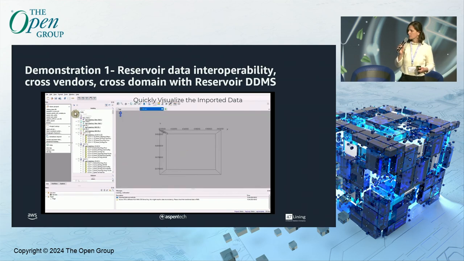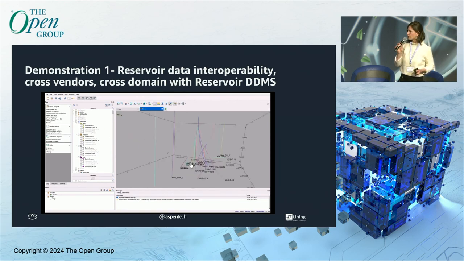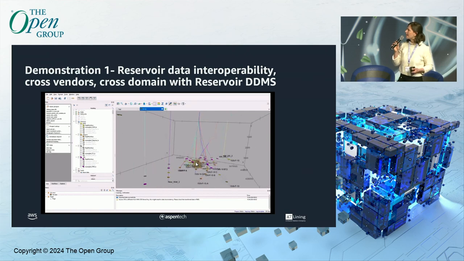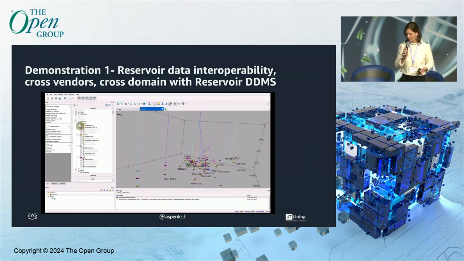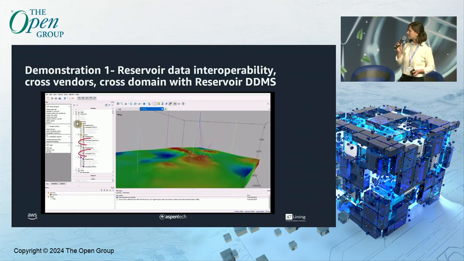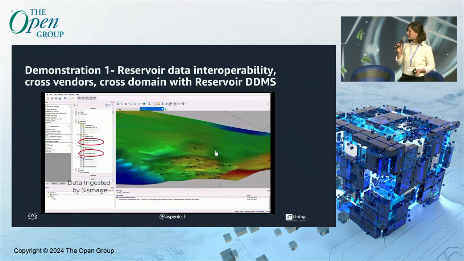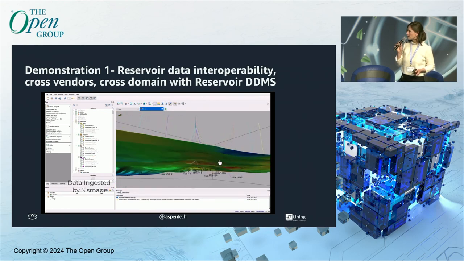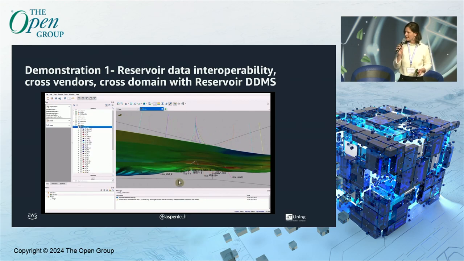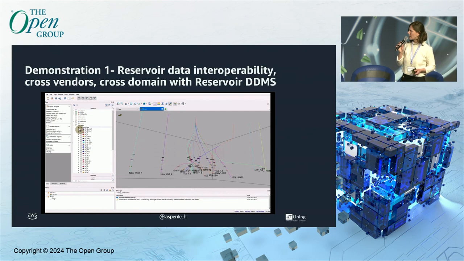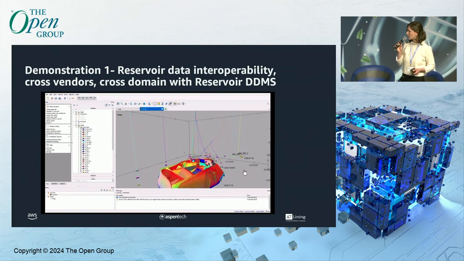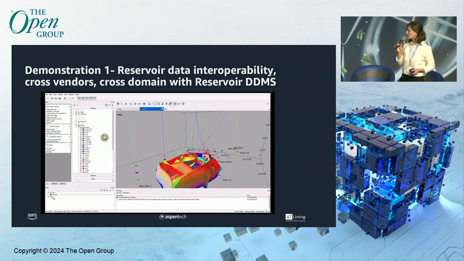So that's how we can really enable collaboration, so different types of data, different type of user, different type of interfaces, so multi-vendor, multi-operator workflow here. So we can QC everything. So that's the QC of the surfaces that were generated based on the input that Equinor had pushed. The faults, similarly, we can QC what has been done, and the model.